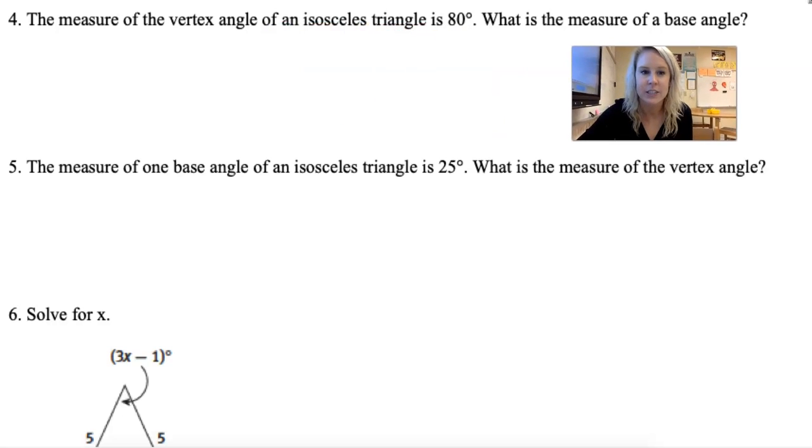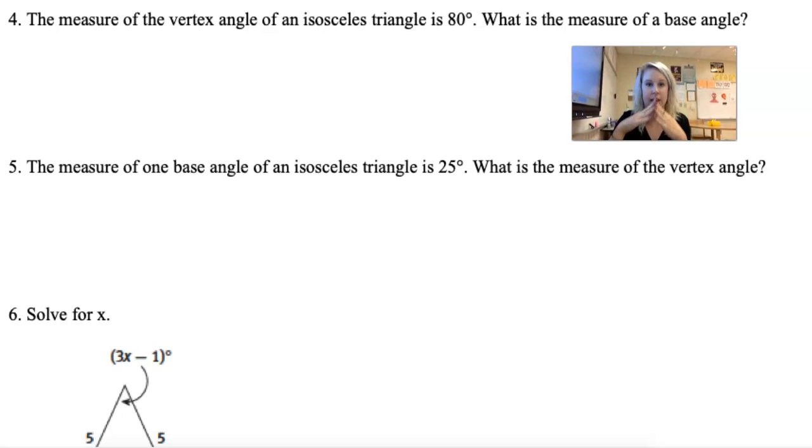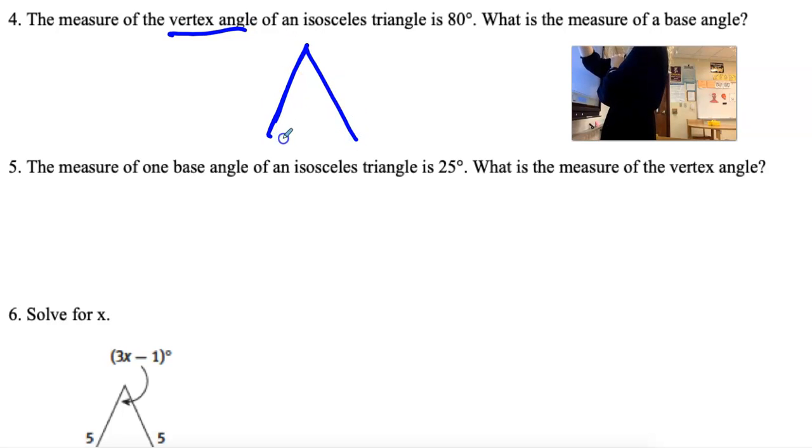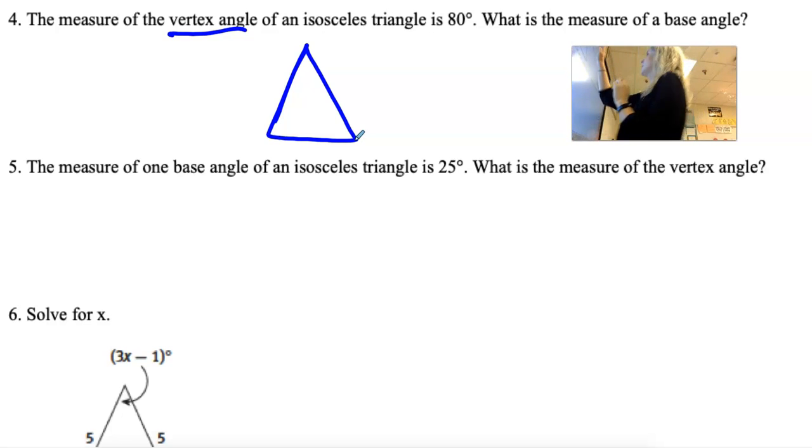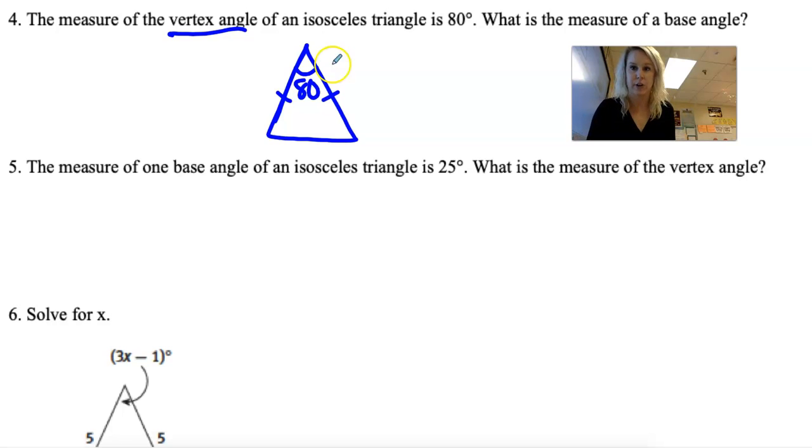All right, so the measure of a vertex angle of an isosceles triangle is 80 degrees. What is the measure of the base angle? So first, we're going to draw a picture because that's going to help us out. So vertex angle, remember, is the tippy top angle. I have this, okay? Vertex angle is going to be 80. So this top part on the inside is 80, and if it's an isosceles triangle, I know the two sides that meet up with the vertex are congruent, okay?